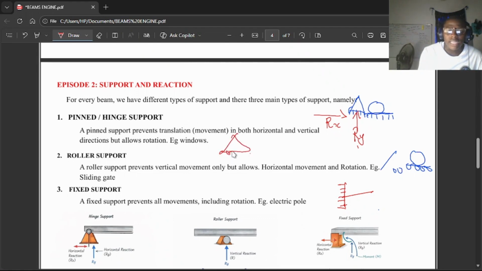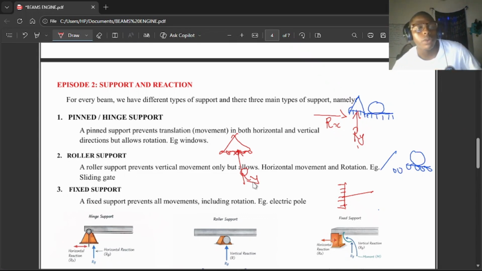Now, for the next support, which is your roller support, I said your roller support is always like this in your exam. For this type of support, movement happens horizontally, but not vertically. So how many types of reaction do you think your roller support is going to have? Your roller support is going to have just one reaction, which is RY. Am I communicating?